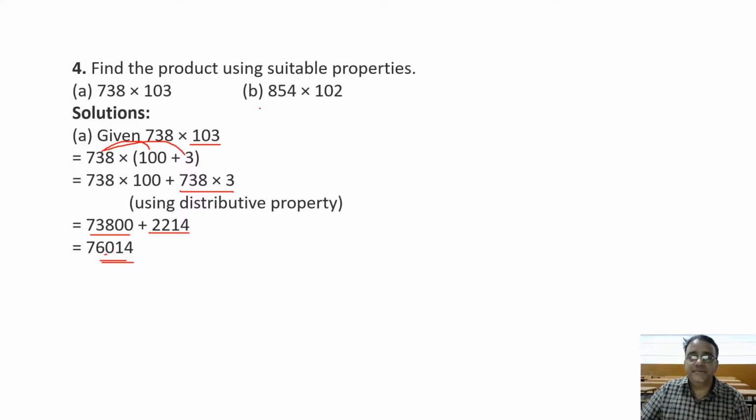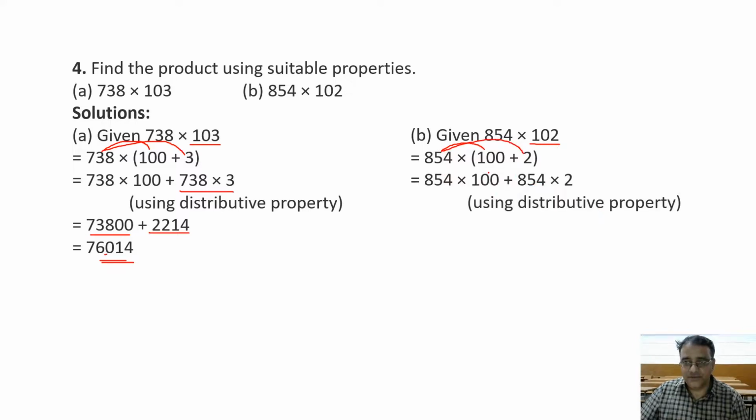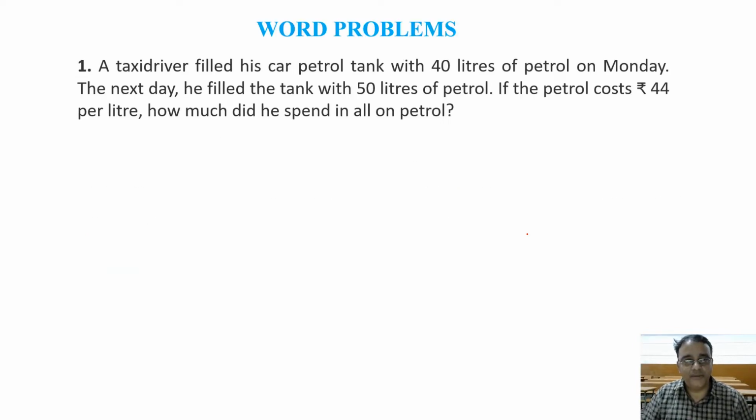Now second question, 854 into 102. So 102, what we will do? We will write it as 100 plus 2. Now open the bracket by using distributive law. 854 into 100 plus 854 into 2. Right? So यहाँ पे 2 0 लगा देंगे यहाँ पे, और 854 into 2 होता है 1708. So if you add these two, finally you will get 87,108. Right? So now we are moving towards some word problems.